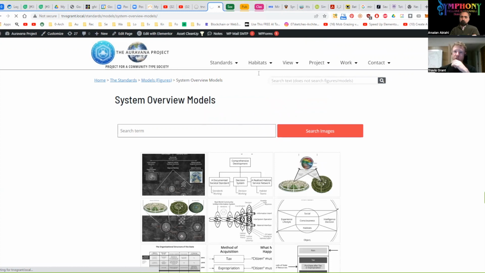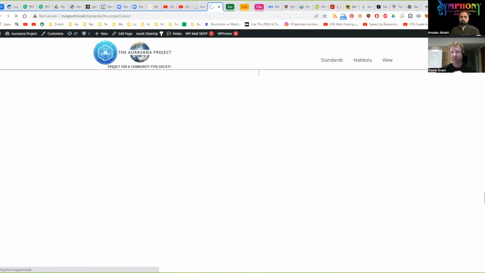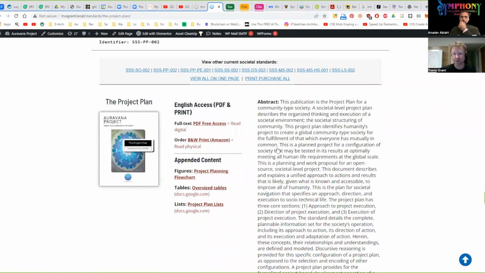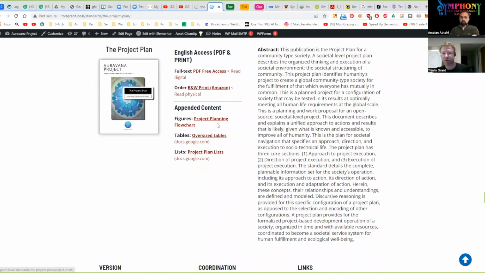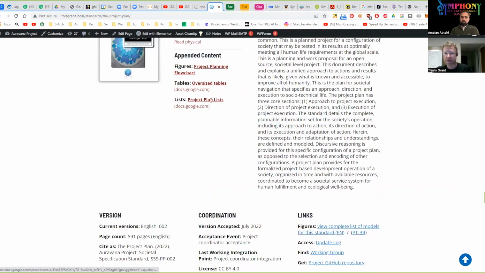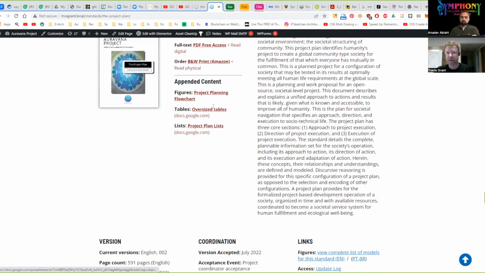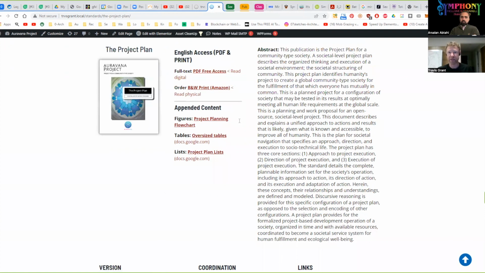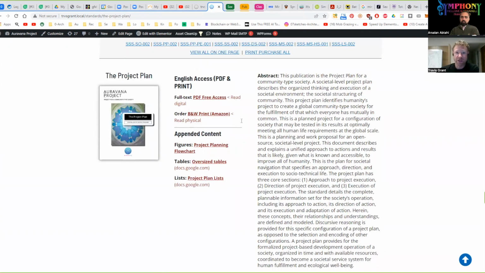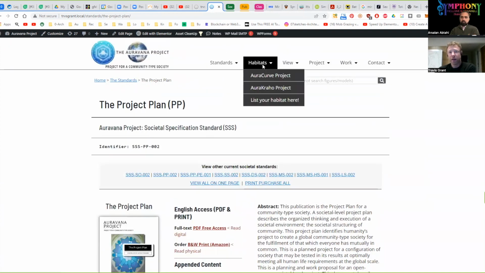So for example, in terms of the project lists, we have a list of all the human needs. We have a project planning flowchart. These are kind of big. We have oversized tables, and then we have the list. So a long list of human needs like NASA would put together for a list of what's needed for someone living on spaceship Earth. Then we have habitat. So any open source project that is producing a habitat I expect would eventually be listed here.